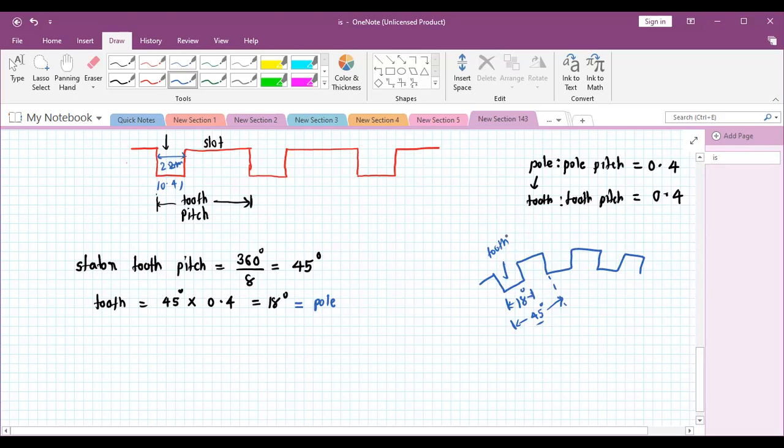My question was: you've written here in black that the pole pitch is equal to 0.4 and the tooth pitch is equal to 0.4. So I assume that if you've been given the pole-to-pole pitch as 0.4, the tooth-to-tooth pitch is also equal to the pole pitch. No, it is not 0.4 equal to it; here you are saying ratio. Yeah, I got it.